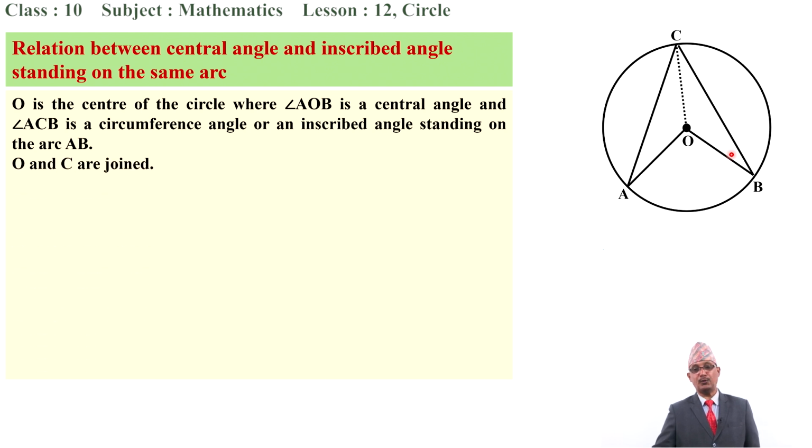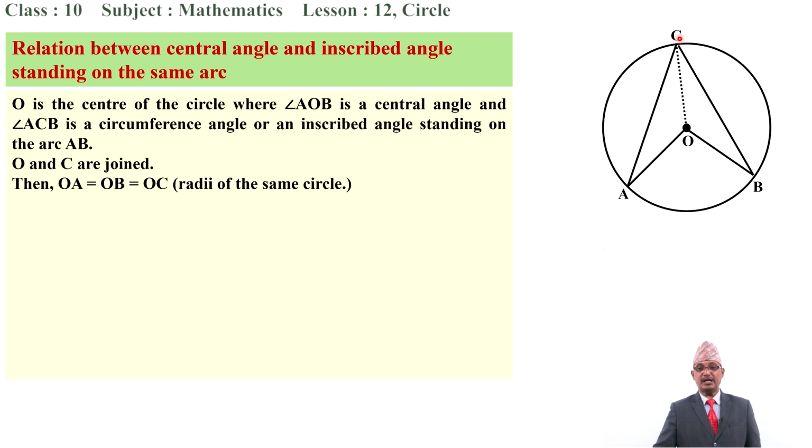After joining O and C, this OA is a radius of the circle, OB is also a radius of the circle, and OC is also a radius of the circle. And we know that radii of the same circle are equal. So what we can say? OA equals OB equals OC, because they are radii of the same circle.